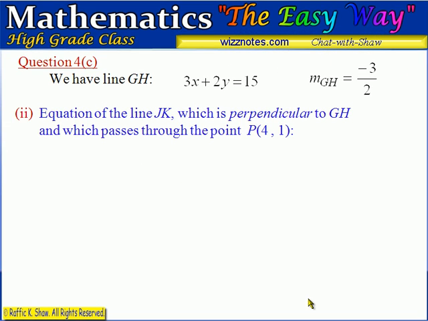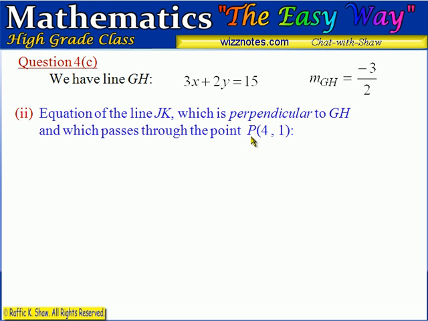Let's move down to part 2. Now what we have so far is a line GH with the gradient of GH being negative 3 divided by 2. And now we are told of the line JK, which is perpendicular to GH and which passes through the point we have called P(4, 1), right? And we want to find the equation of this line JK. So here we want the equation of a line JK which is perpendicular to GH and which also passes through the point which we have called P.